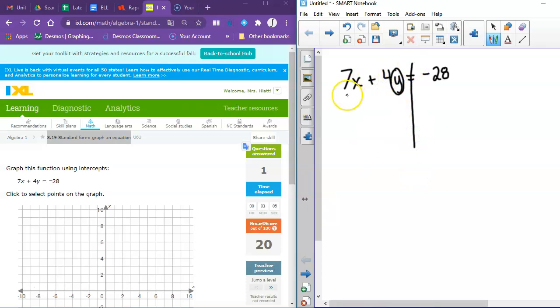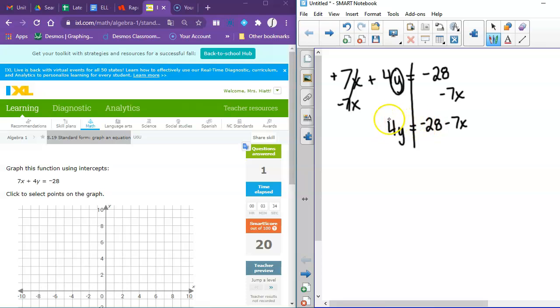To do that, the first thing we want to do is take this 7x and move it over to the other side. Since it is a positive 7x, we're going to have to subtract 7x. And we can't subtract 7x from negative 28 because negative 28 does not have an x with it. So over here on the left-hand side, we're just going to have a 4y left. And then here, we're going to have negative 28 minus 7x.